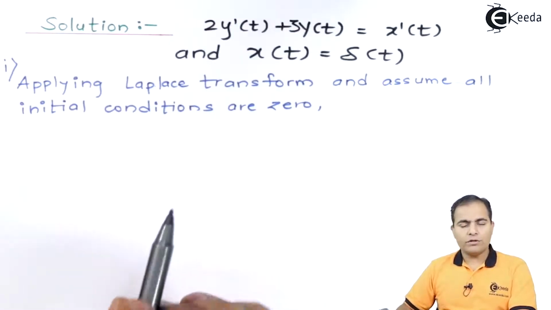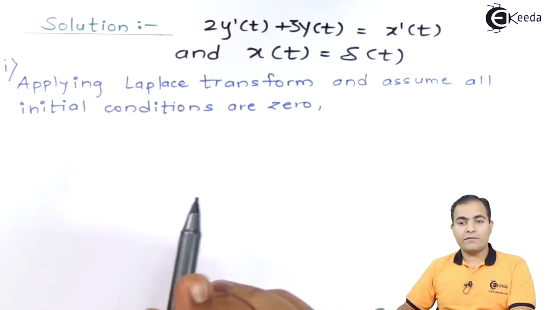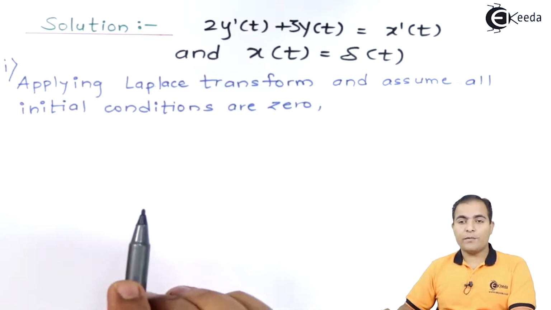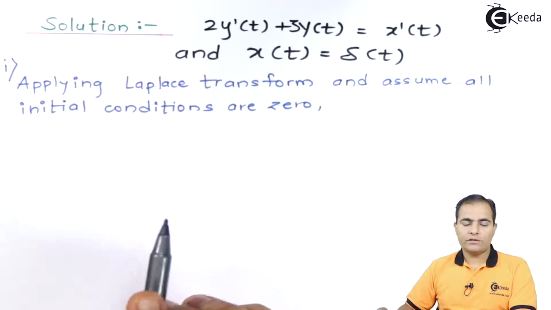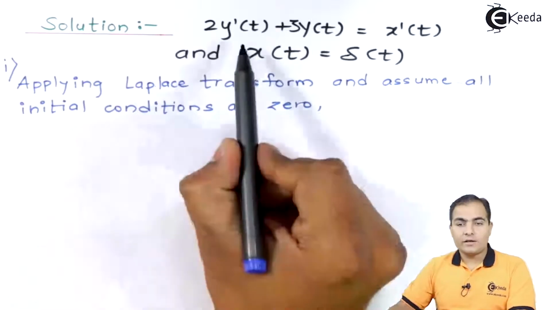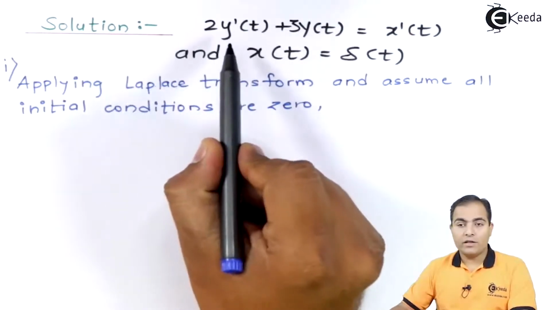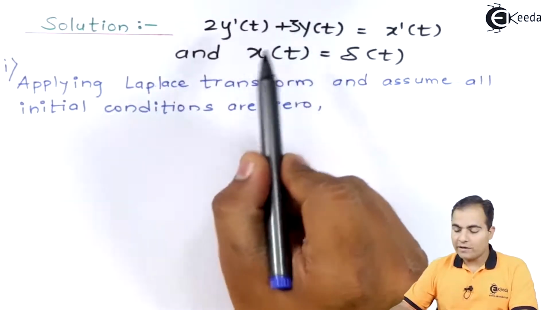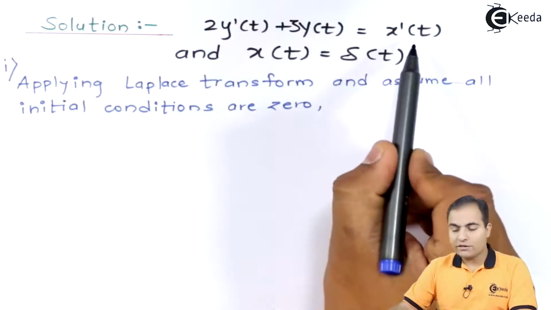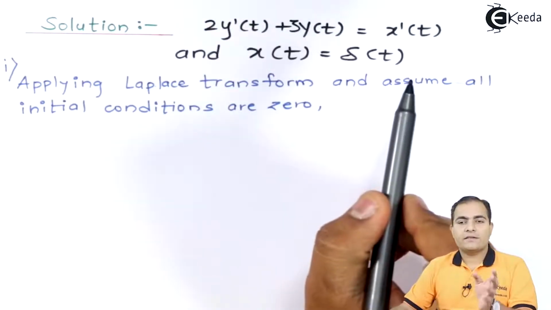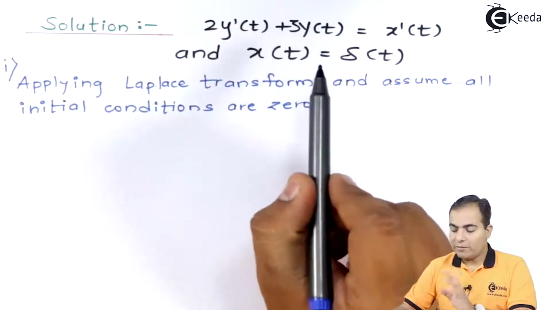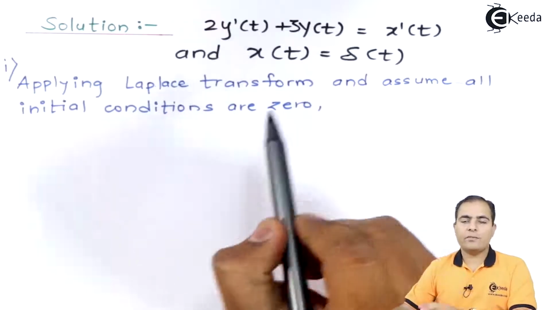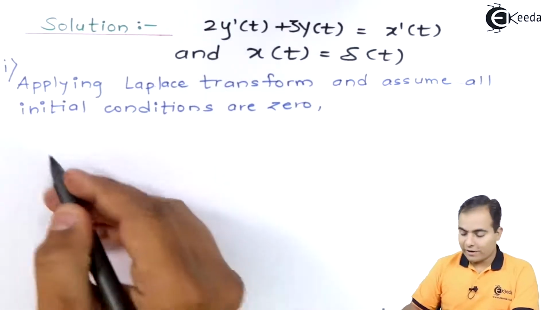Now just go through the properties that we have derived in Laplace transform. The property was the differentiation property. Over there you will get the idea. The Laplace transform of y dash of t is sY of s, the Laplace transform of y of t is Y of s, and the Laplace transform of x dash of t is sX of s. Now I'm using the same statement and same formulas over here, so just look here.